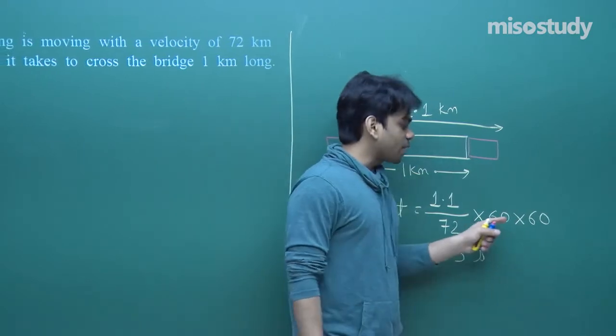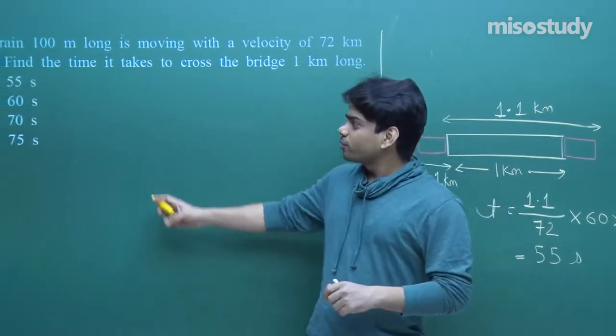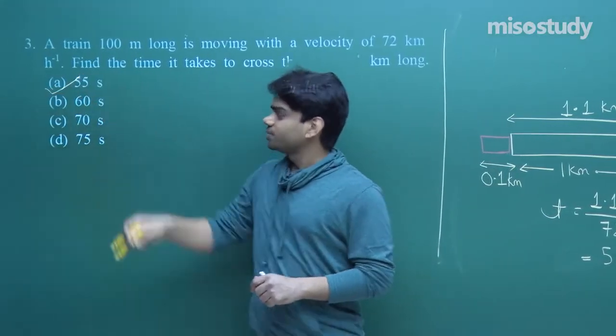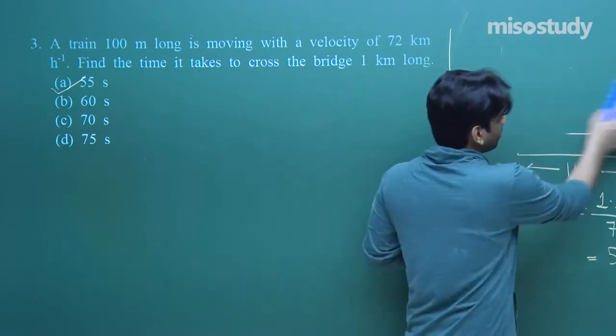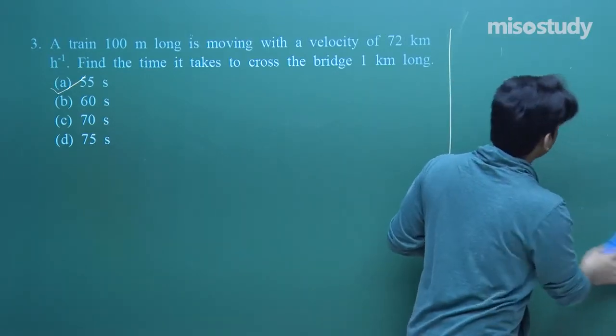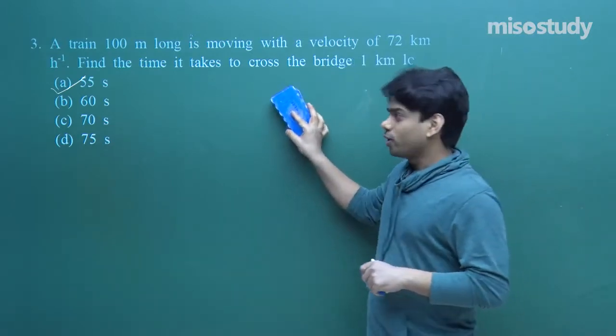This will be the answer. If you calculate, you are going to obtain 55 seconds as the answer. The answer will be 55 seconds to cross the bridge. This is how you have to approach such kind of question. You have to check that the entire distance traversed will be 1.1 kilometer and not only 1 kilometer.